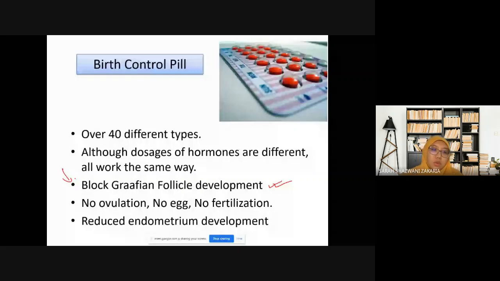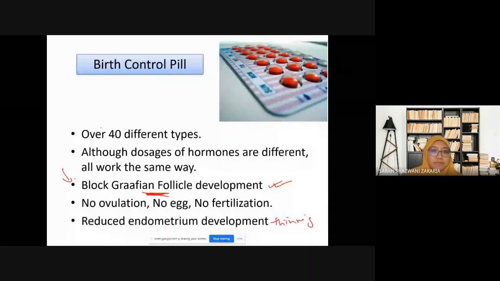Okay. So no ovulation occurs because no Graafian follicle is present. Okay. No egg, no fertilization. So it will reduce the endometrium development. Okay, ni yang thinning tadi lah. Whichever term you try to use, as long as the meaning is there, you can get marks. You want to use thinning of endometrium or reduce the endometrium development, it is the same meaning. Okay.